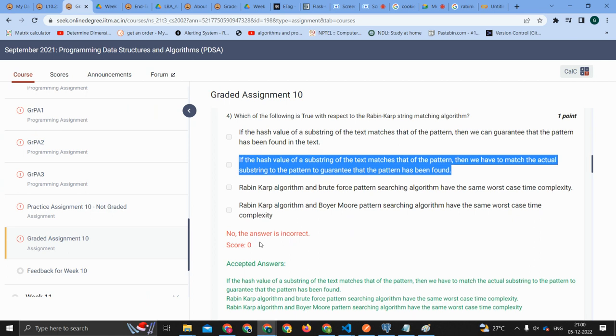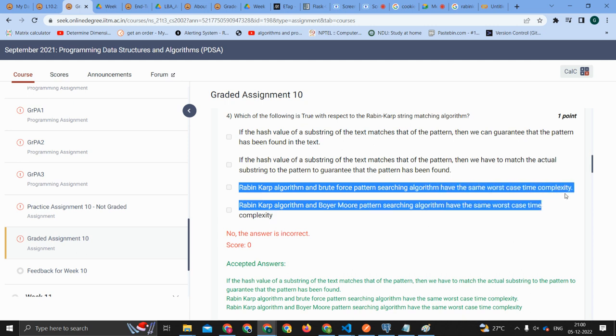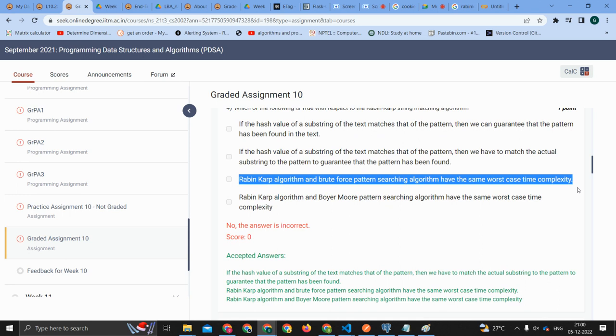Yes. All right, fine. So Rabin-Karp algorithm and brute force pattern searching have the same worst case time complexity, which is true, right? Ideally we saw that. Yes, in the worst case both may be the same. In fact, Rabin-Karp will have one more comparison we have to do. Okay, fine.